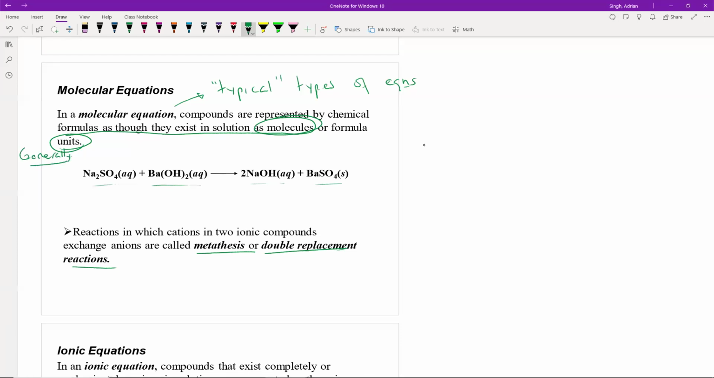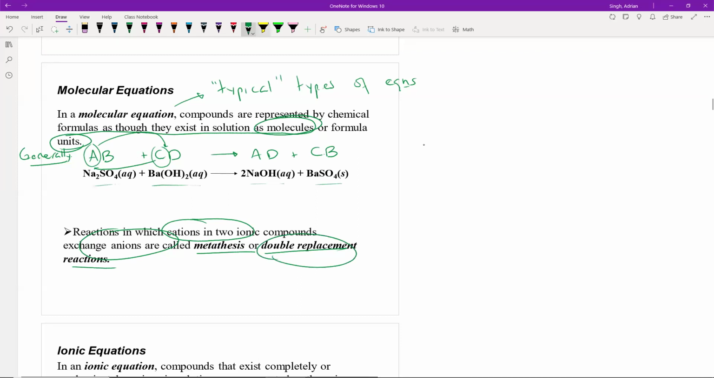So generally, we can say if I have an ionic compound AB reacting with another ionic compound CD, what can happen is I can have two cations that swap their partners, that swap their anions to make two new combinations. So for example, the A and the C here, they can swap places with each other and make a new combination. Now I make AD, and then I make CB, right? So this is an example of a double replacement or metathesis reaction.